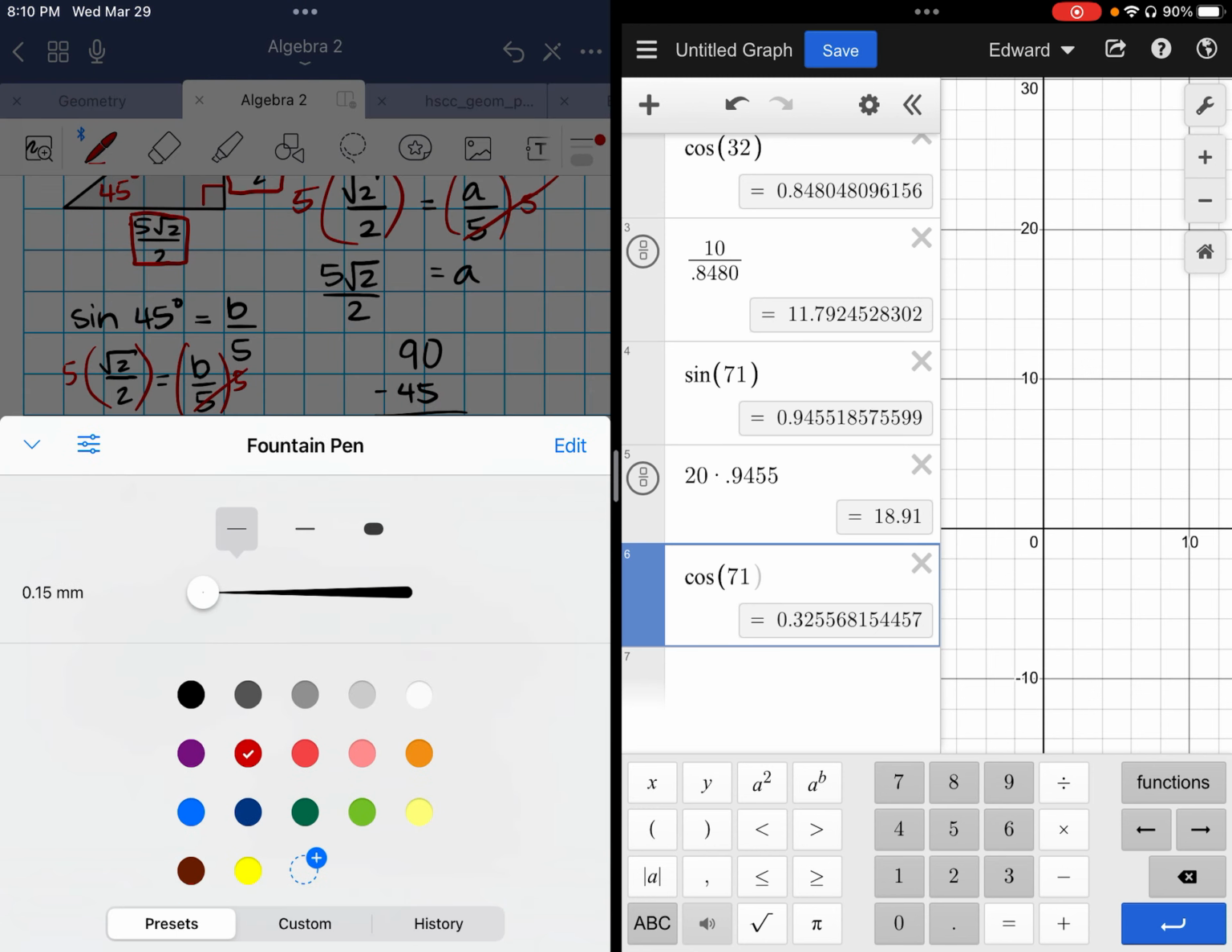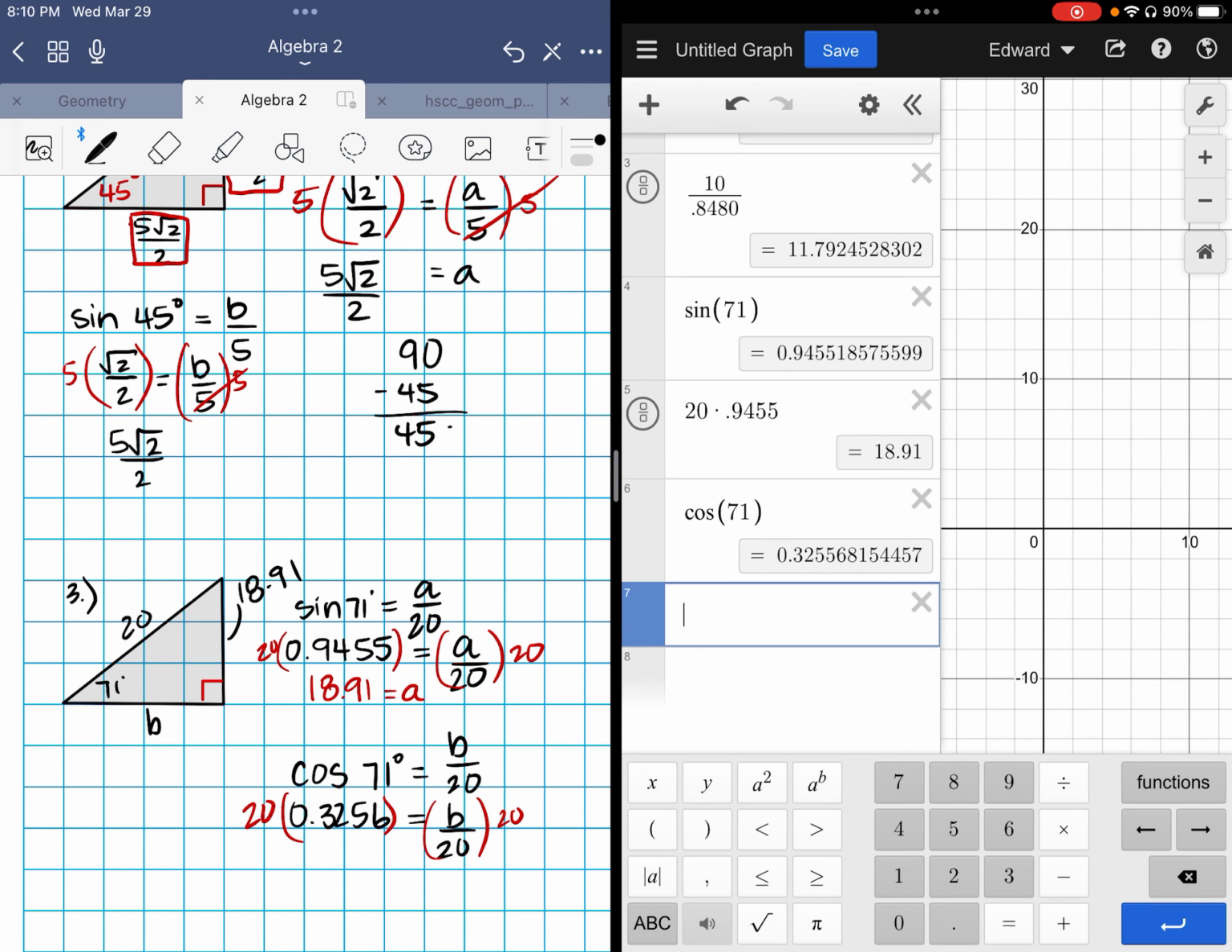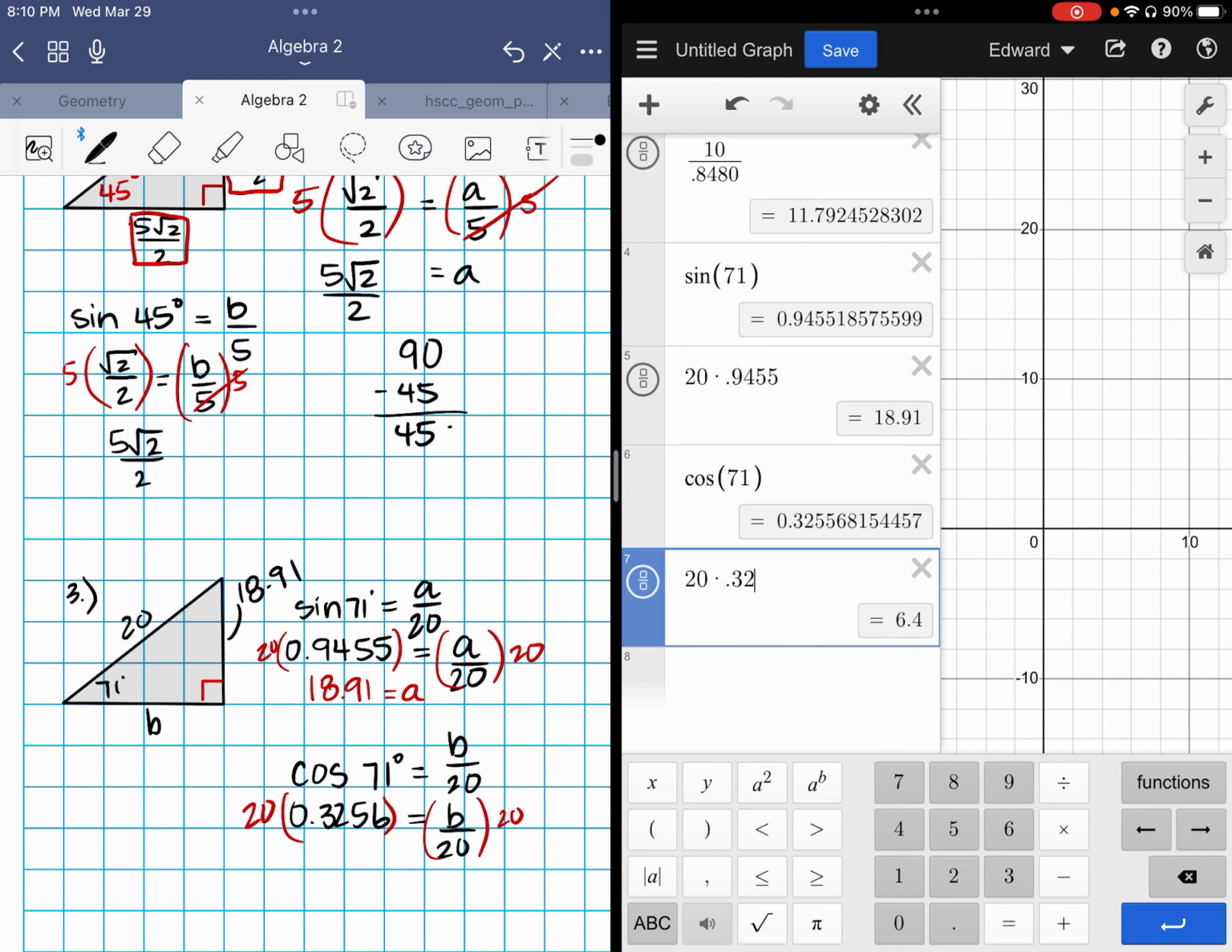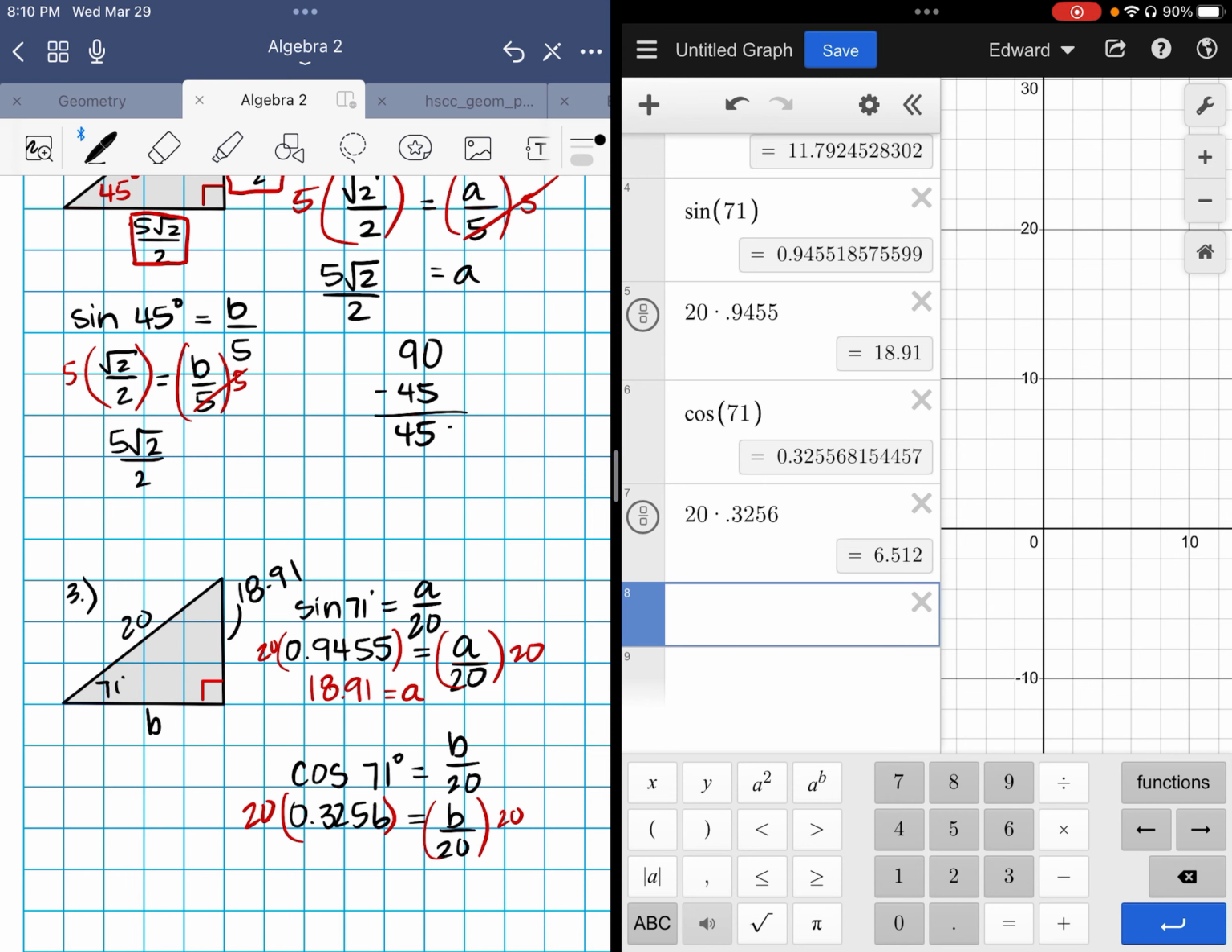Grab our calculator. So we go to Desmos, and we're going to type that in. So we're going to say 20 times 0.3256. And that gives us 6512. So we have 6.512. And that right there gives us our third side, or our second unknown side, 6.512. And then we just have to find the last angle.